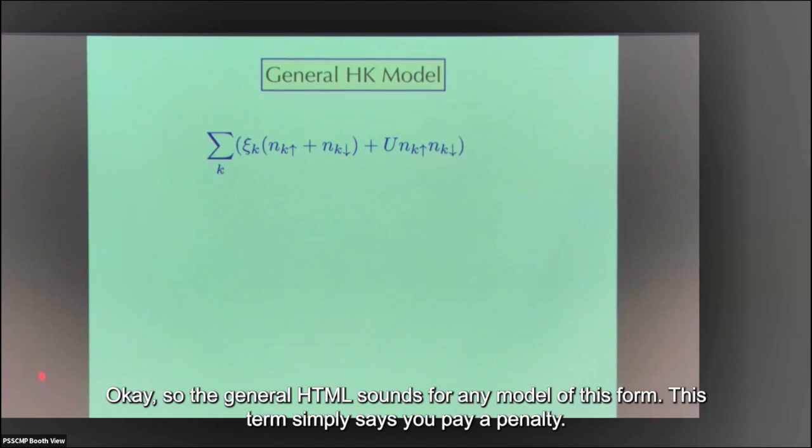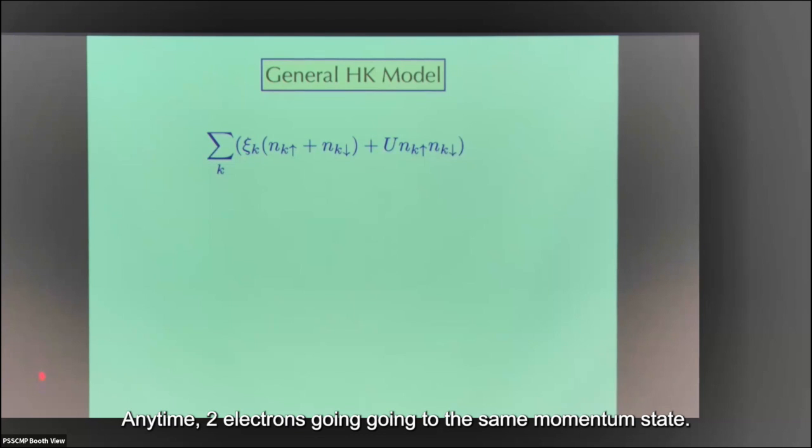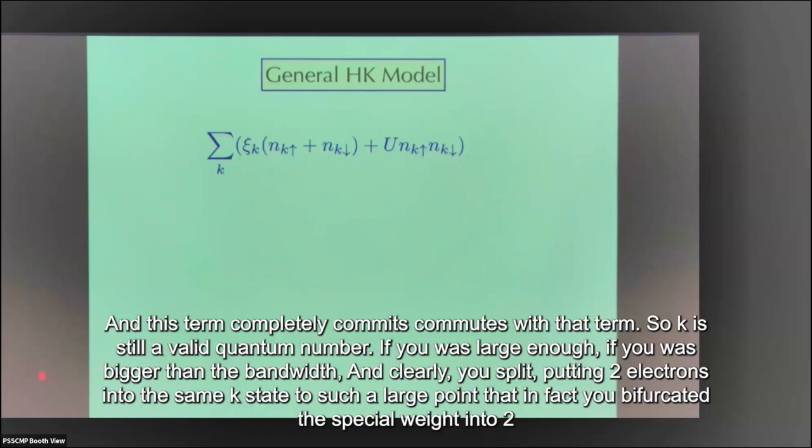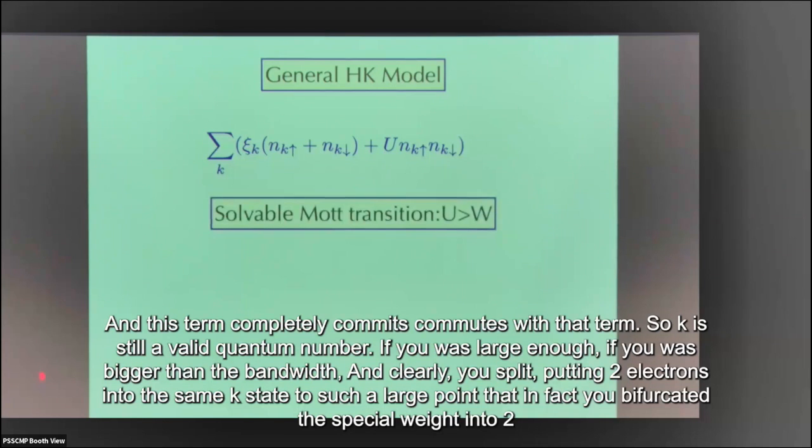Okay, so the general HK model stands for any model of this form. This term simply says you pay a penalty anytime 2 electrons go into the same momentum state. And this term completely commutes with that term. So K is still a valid quantum number. If U is large enough, if U is bigger than the bandwidth, then clearly you split putting 2 electrons into the same K state to such a large point that in fact you bifurcated the spectral weight into 2 pieces.